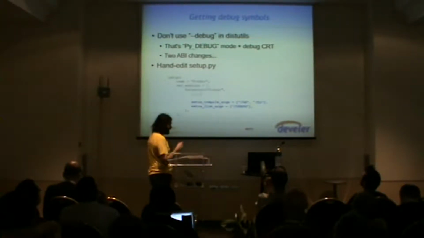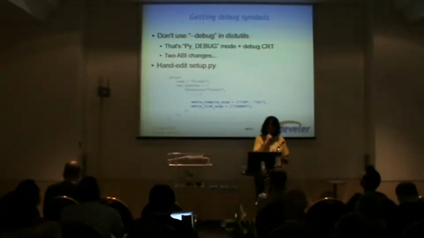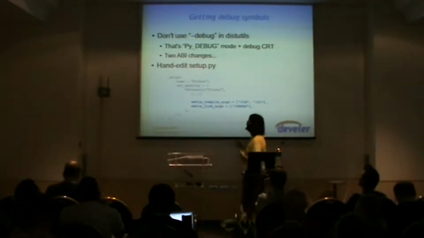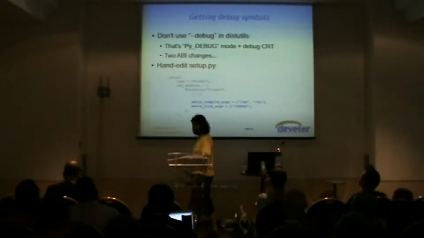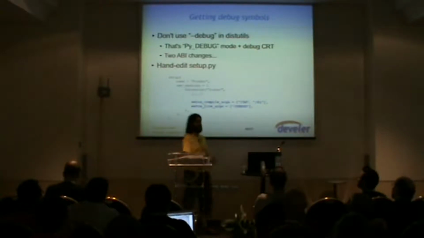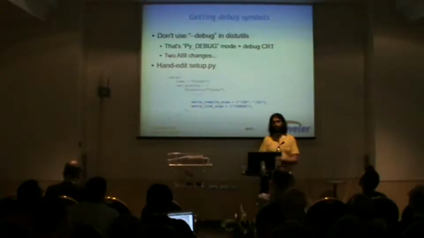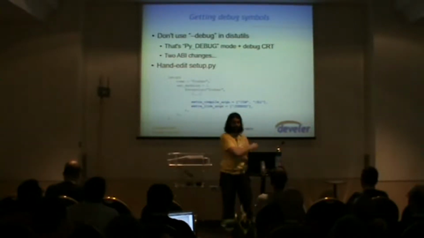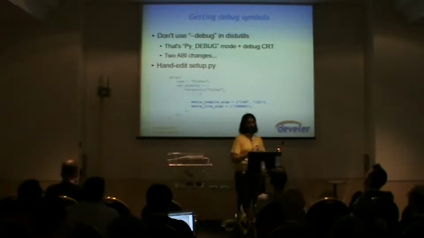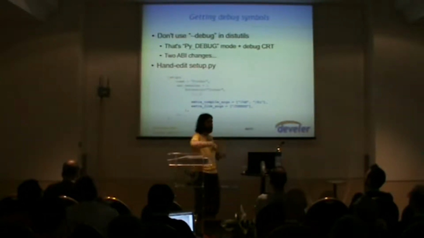If you don't have the fancy Visual Studio project and you're just using these tools, you cannot use --debug, for two reasons. --debug was supposed to help you debug your extension, but it doesn't, because --debug changes the ABI in two different incompatible ways for the rest of the Python interpreter. One, it uses the debug CRT for compiling the extension, which is totally useless unless you have a debug build of Python and everything in debug.